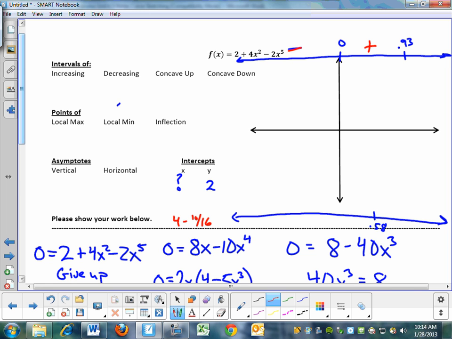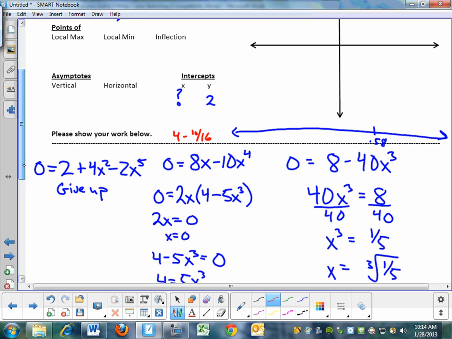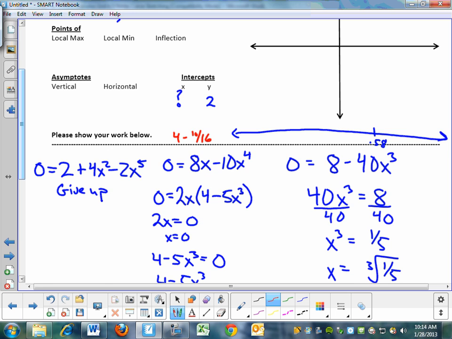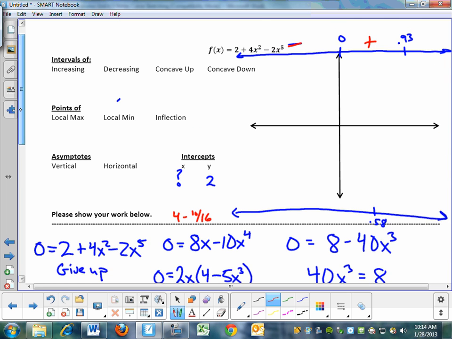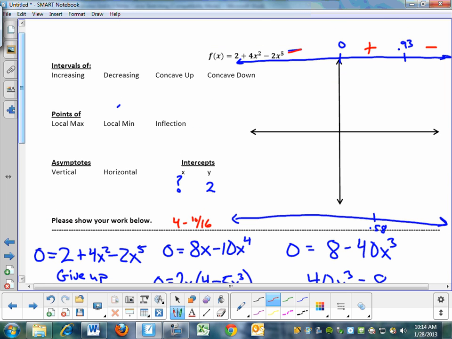So we have negative, positive, and then what's the number to the right of 0.93 you can plug in? 1. You would have 8 minus 10, which is negative. Okay, so we can now identify our intervals of increasing and decreasing. Tell me where I'm increasing. 0 to 0.93. Decreasing.